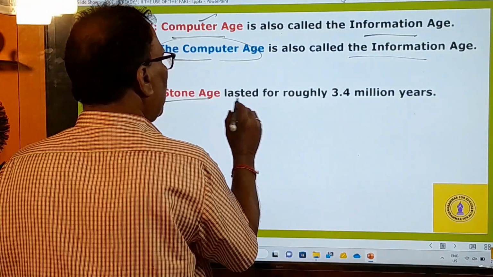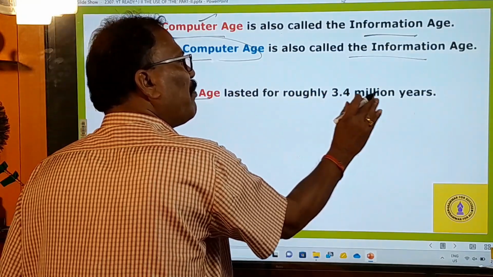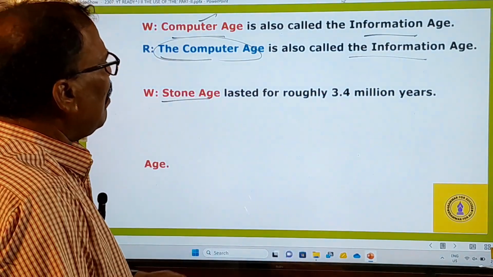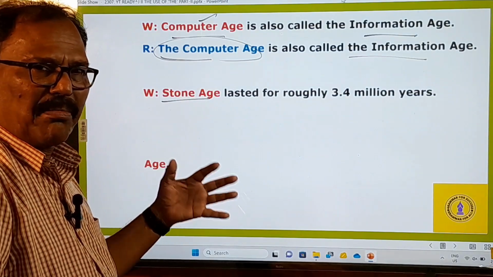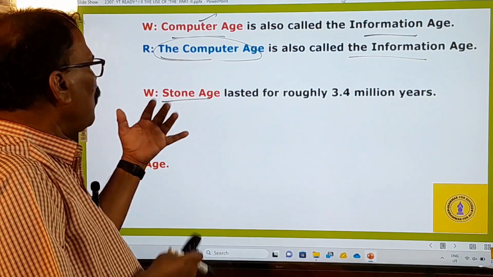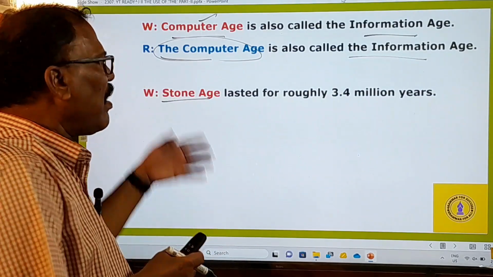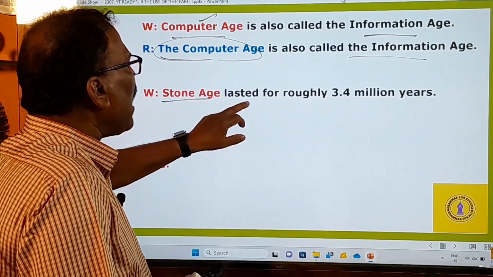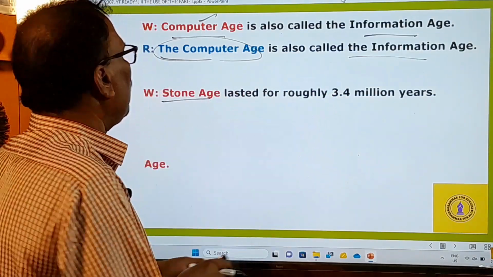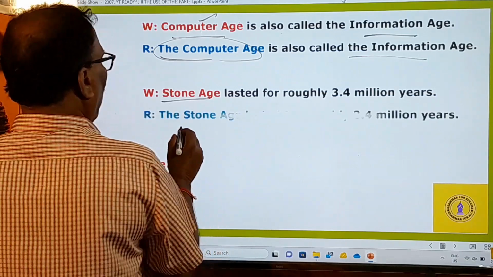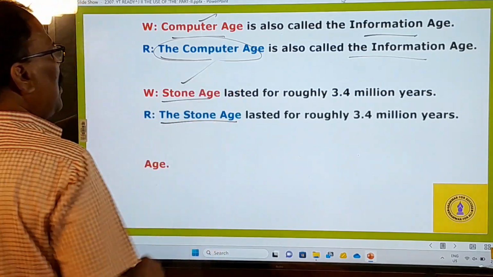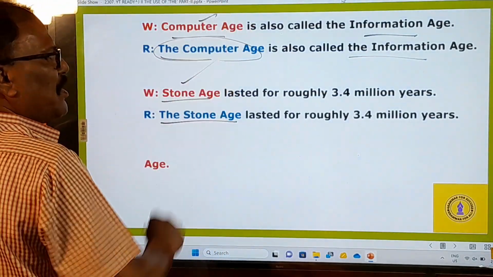The Stone Age lasted for roughly 3.4 million years. I have taken these examples from Wikipedia, from the internet, because I don't know how to make sentences with Stone Age. So I have taken this example. The Stone Age lasted for roughly 3.4 million years, right? Simply don't say Stone Age. Don't say computer age. The computer age.